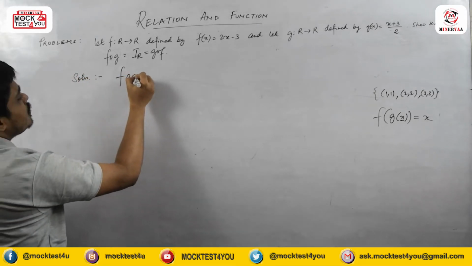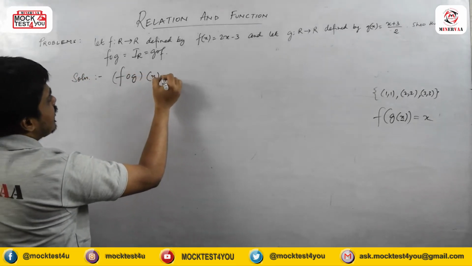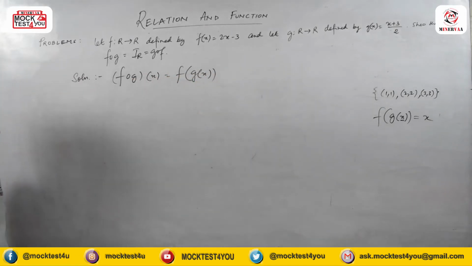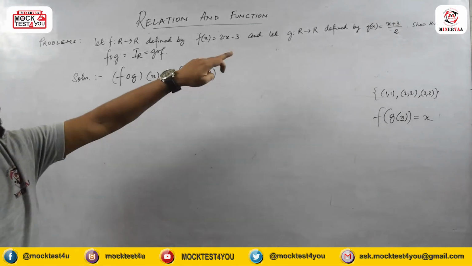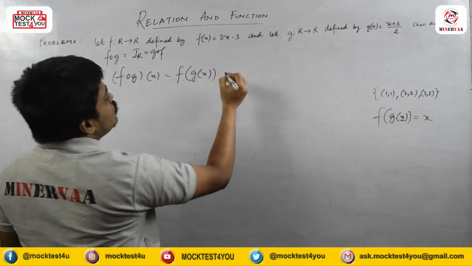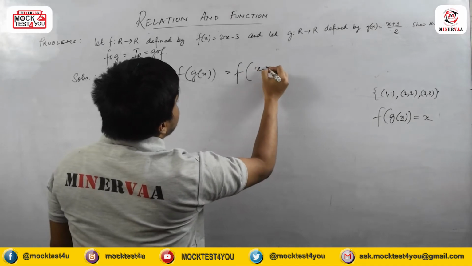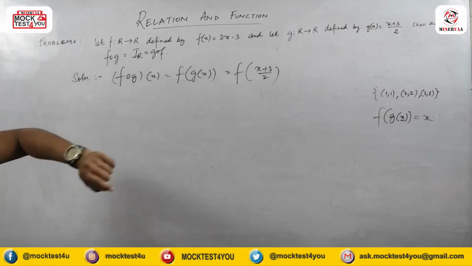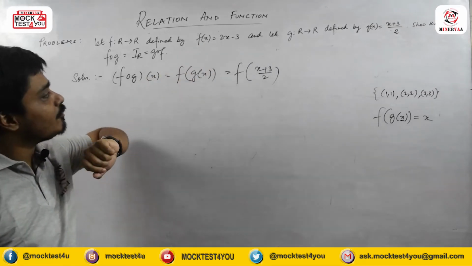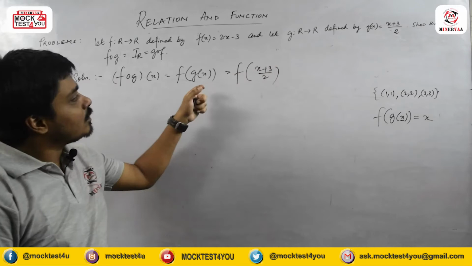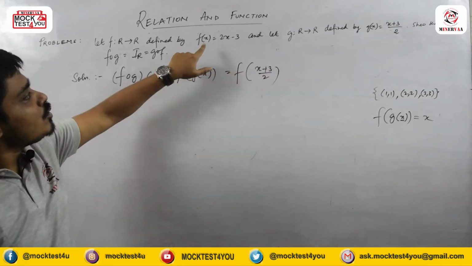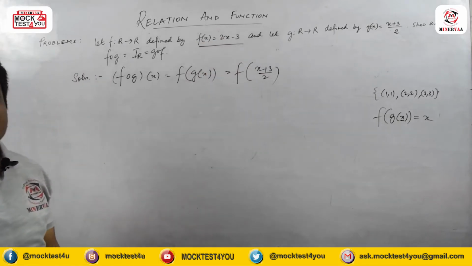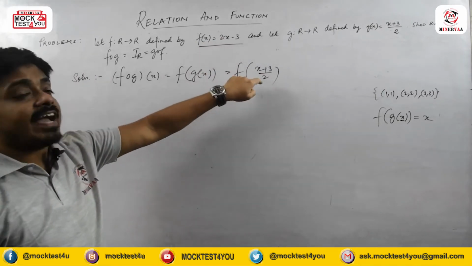So f of g(x) is equal to what? F of g(x). We have already discussed in case of composition. F of g(x). Now g(x) is what function? It is (x plus 3) by 2. So f of (x plus 3) by 2. Right? Now what is the f function? Now look at here carefully. G(x) I put, it's very easy. Now you look at the function f(x). F(x) is equal to what? 2x minus 3, right? But we need to find here what? F of (x plus 3) by 2.